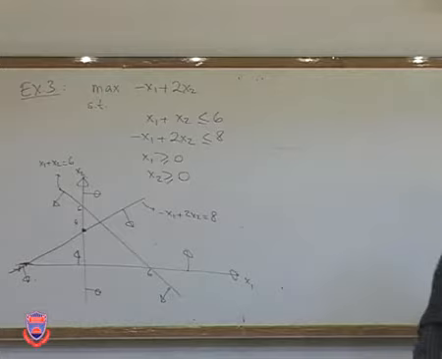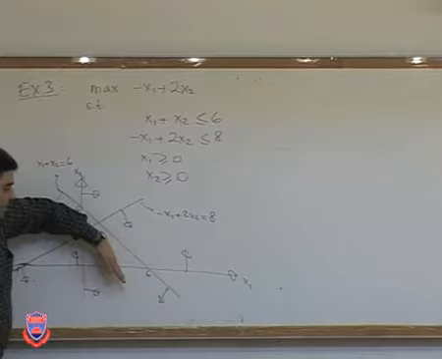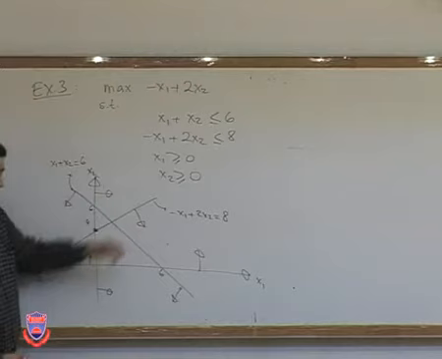If you think about this a little bit, I should be on this side of this line, on this side of this line, on this side of this line, and on this side of this line. As a result, the feasible region is everything in this area.